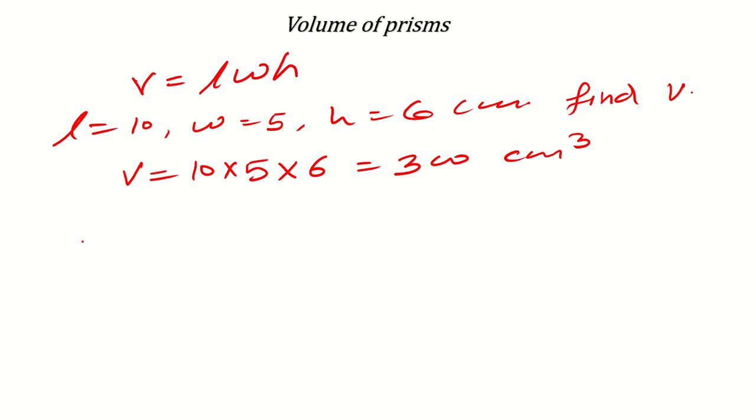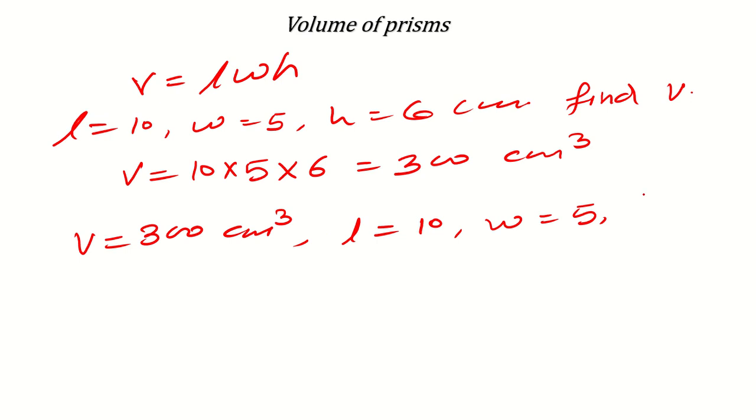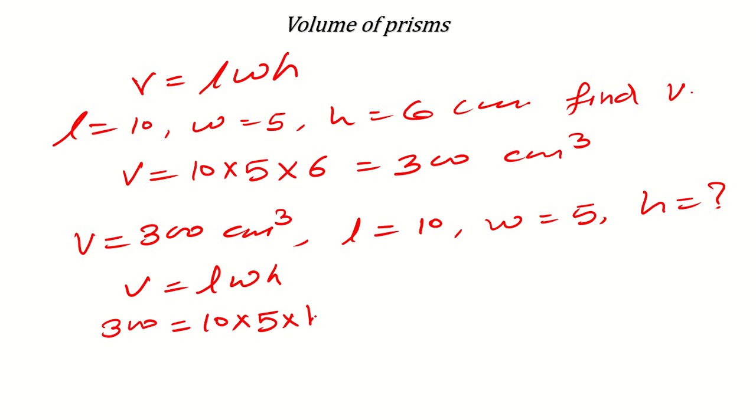But in case volume is given to you, for example, I am taking the reverse question. Volume is 300 centimeter cube, length is 10, width is 5, and height is missing. Then what you will do? You will write the same formula, okay? LWH, write their values. Volume is 300, L means 10, W means 5, H means H.